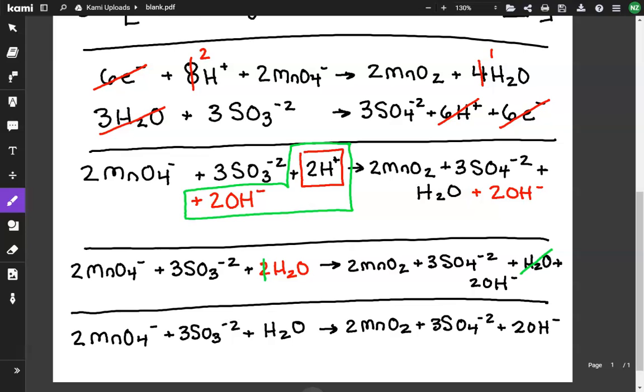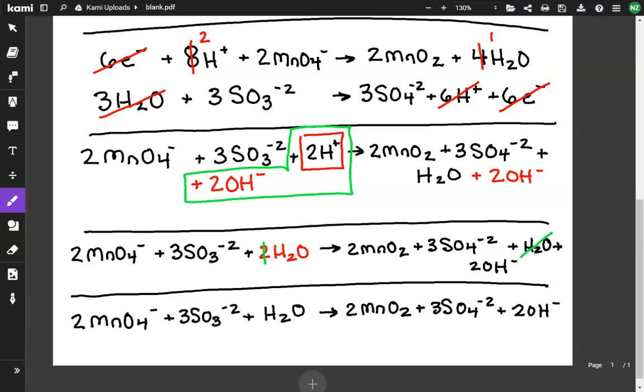So the last step is adding OH to cancel out the H pluses to both sides, because H plus we associate with acids, OH we associate with bases. Okay, and then you have to cancel out the waters. Okay, now that was a lot. What questions does everybody have on this?